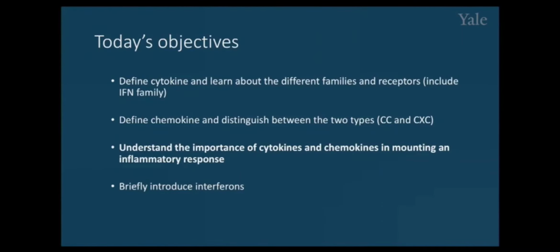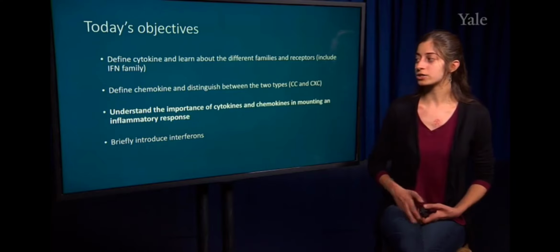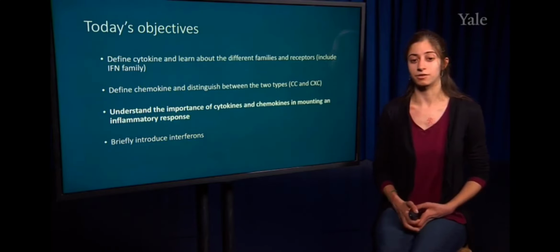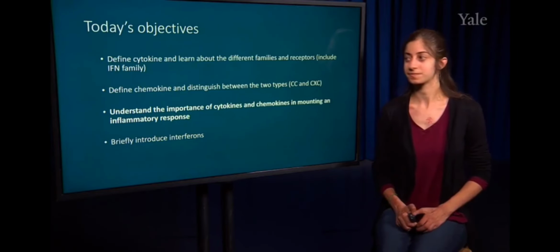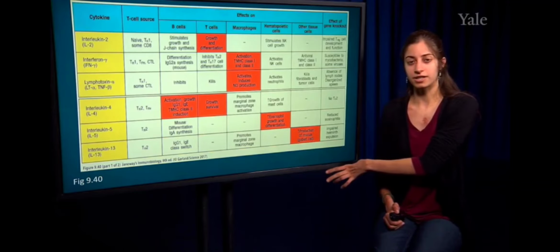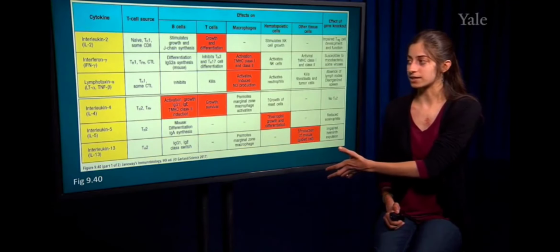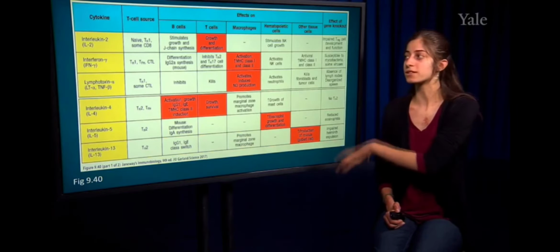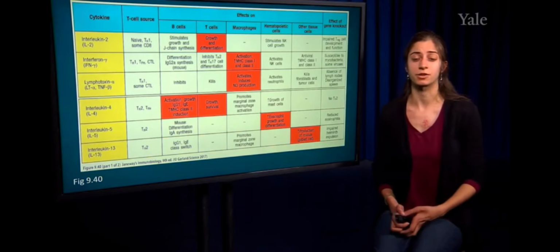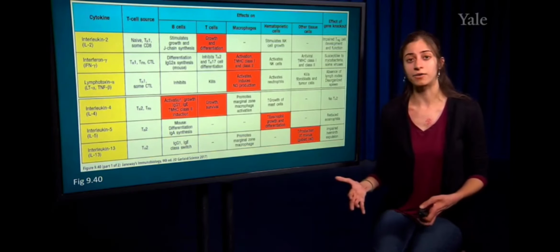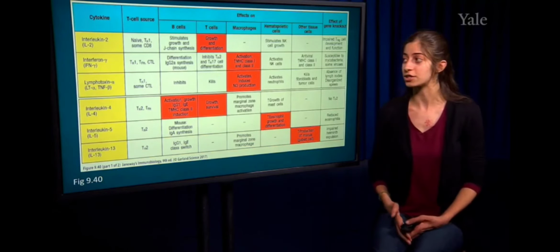That brings us to our third objective for today, which is to understand the importance of cytokines and chemokines in mounting an inflammatory response. This is a very big and busy graph right here. We'll go through some of them together. Many of them you've actually already heard of, but this is just a good way of summarizing the different functions of some of these really big cytokines that you'll hear a lot about if you pursue a career in immunology.